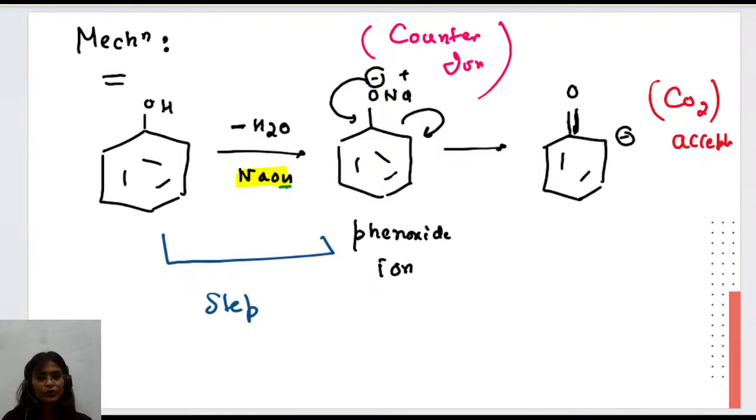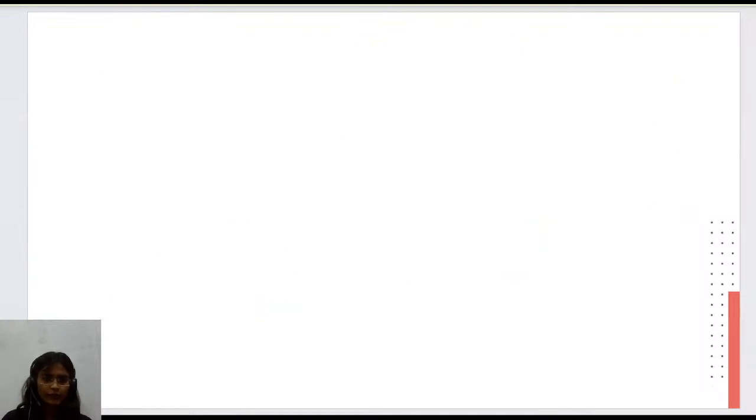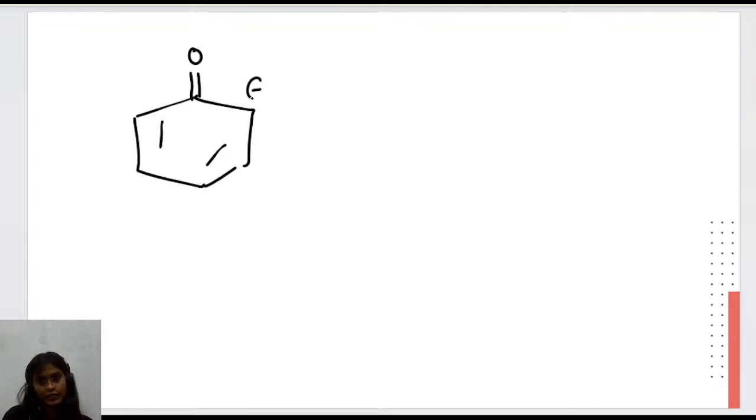Okay, now step number two starts. What is step number two? Attack of the benzene ring on the CO2 molecule. Okay, so let me explain this step on the next slide. It's a negative. Okay, it's a CO2. So the negative attacks here, this bond opens up, and what we're getting.